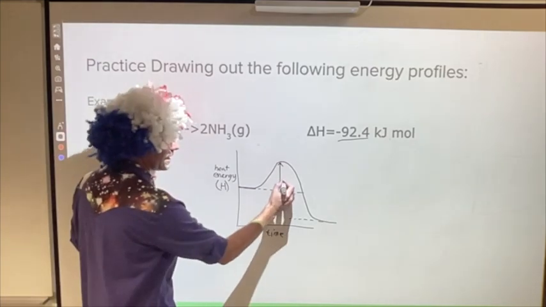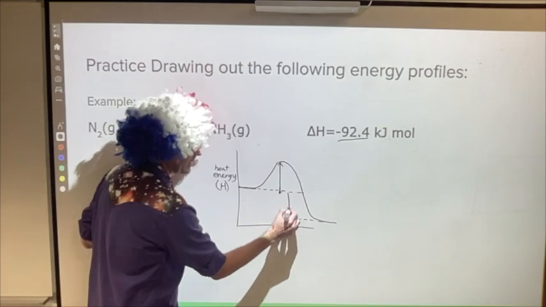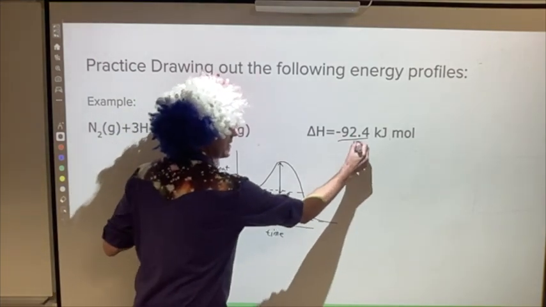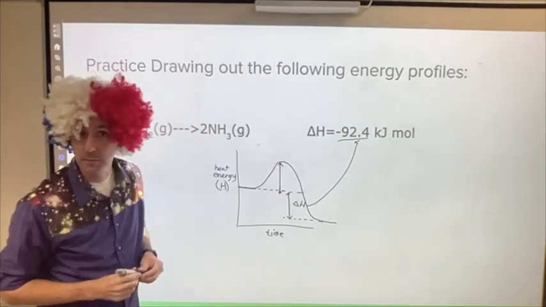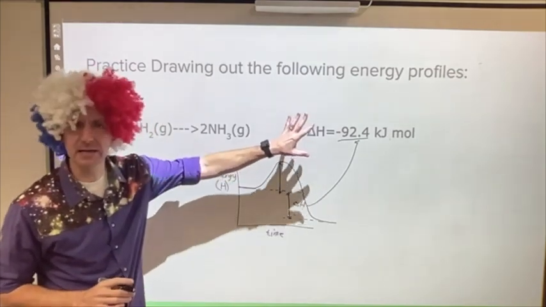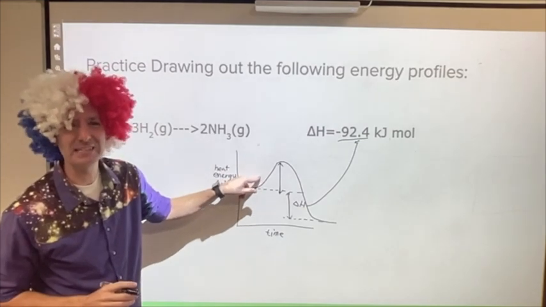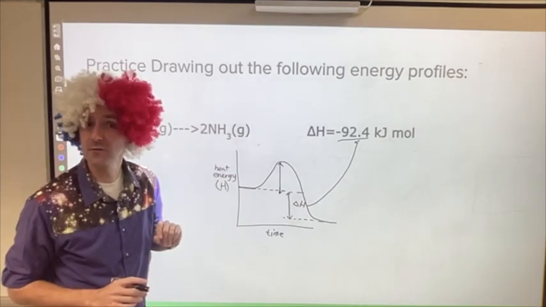So this right here is the activation energy, and this right here is the delta H. That would be the change in the enthalpy of negative 92.4. All right, so you can see how we can draw that just knowing this idea. We know that the energy to break the bonds is going to be less than the energy that we get out when these bonds are formed.